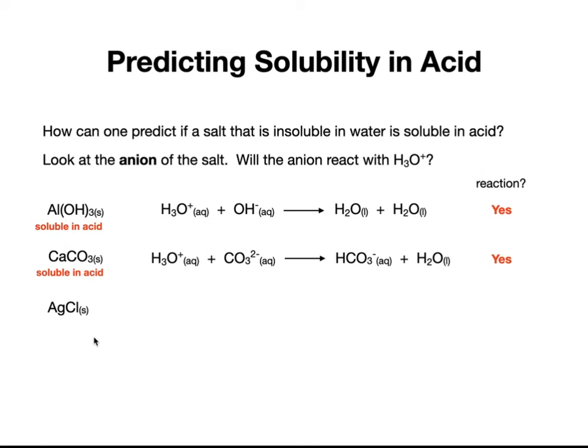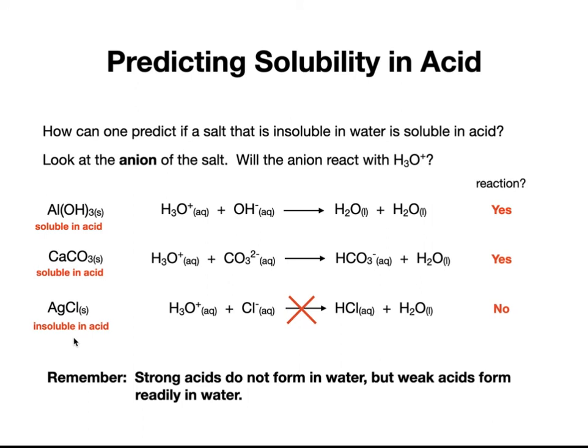Silver chloride. Okay? If we want to ask ourselves, will this dissolve in acid? It won't dissolve in water. Will it dissolve in acid? Well, we want to ask ourselves, will this anion react with hydronium? No. Why not? What kind of acid is that? That's a strong acid. Class, strong acids don't form in water. If this reaction does not occur, you know what? This will not dissolve in acid. Okay? This will not dissolve in acid.